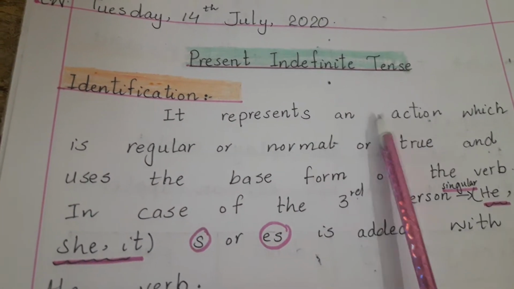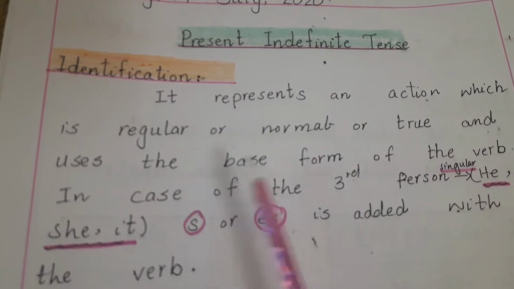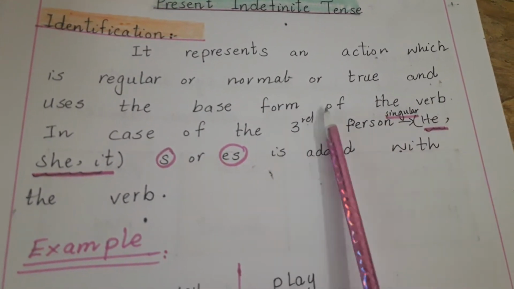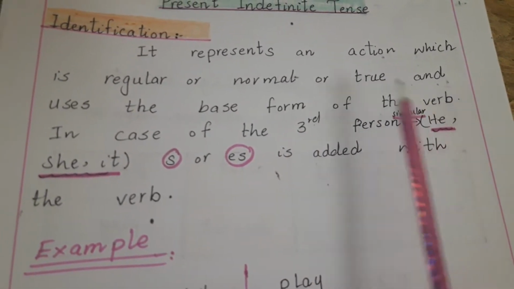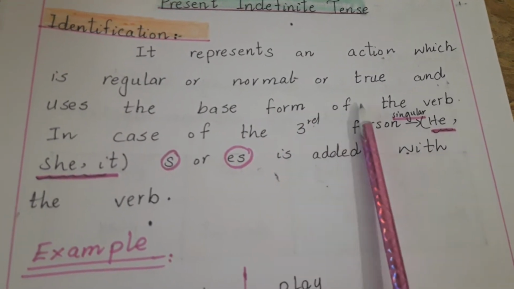It represents an action which is regular or normal or true, and uses the base form of the verb. Uses the base form means the first form of the verb. We will use the first form of the verb in the present indefinite tense. When we write the sentences of present indefinite, we will use the first form of the verb.